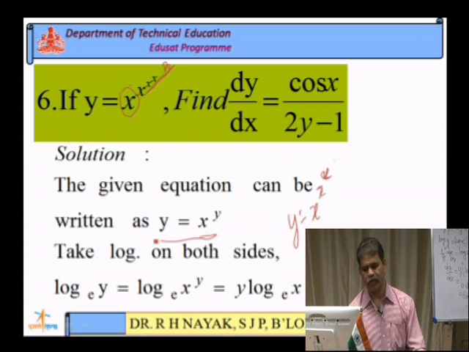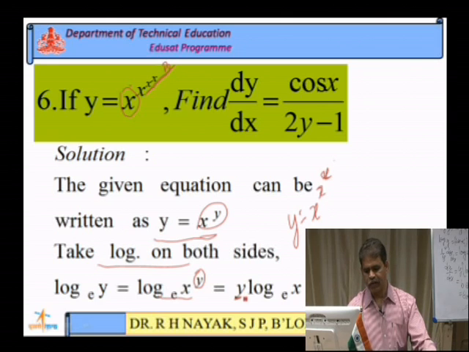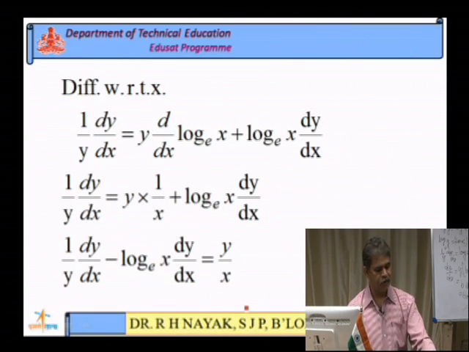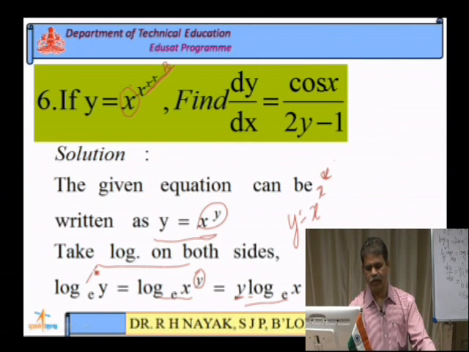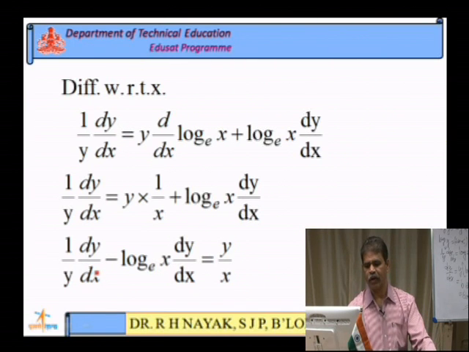It is function to the power of function, so you take log on both sides. Then log y is equal to log of x to the power of y. Finally, the power becomes the index. Hence, log y is equal to y into log x. How to differentiate this? This is to be differentiated by using the product rule. So, for log y it is 1 by y. For the product rule, y into d by dx of log x plus log x into d by dx of y.